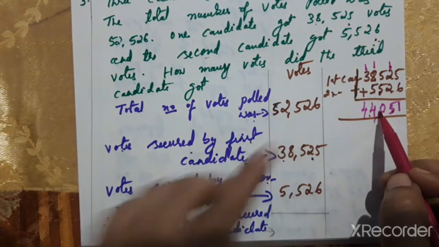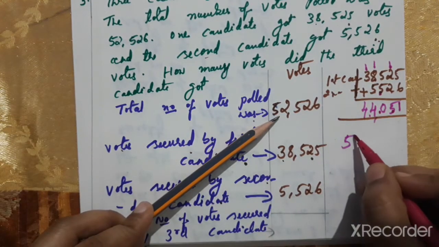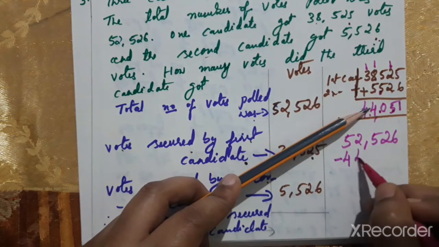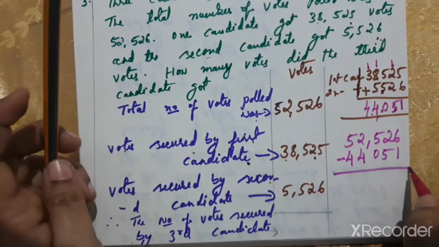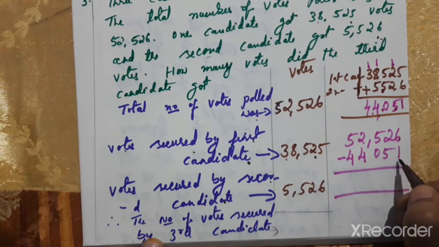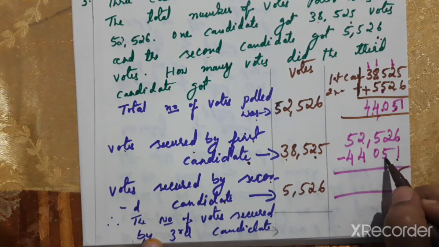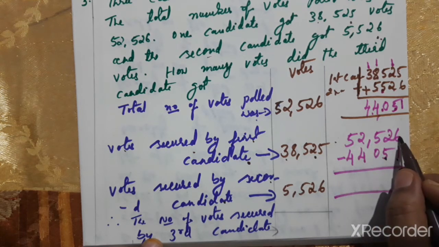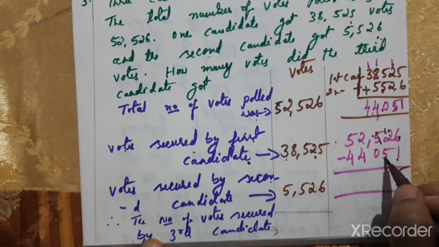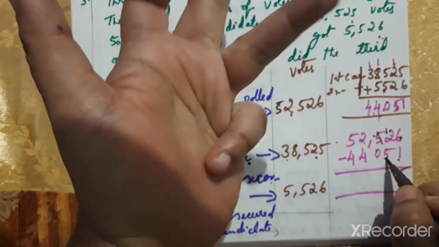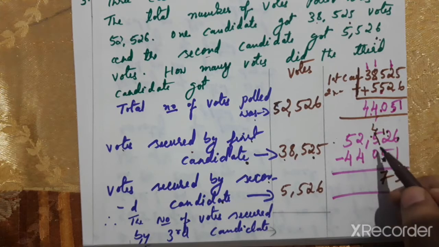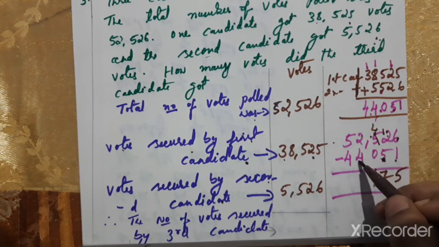Now you have to minus this with the total. So total number of votes polled is 52,526. With that, we have to minus votes secured by first and second candidate. Now 6 minus 1, 5. 2 minus 5 we can't subtract. Always greater number should be on first line, children. Borrow 1 from next number. So 12. 12 minus 5 means 6, 7, 8, 9, 10, 11, 12. So 7. Then here now 4. 4 minus 0 is 4 only.